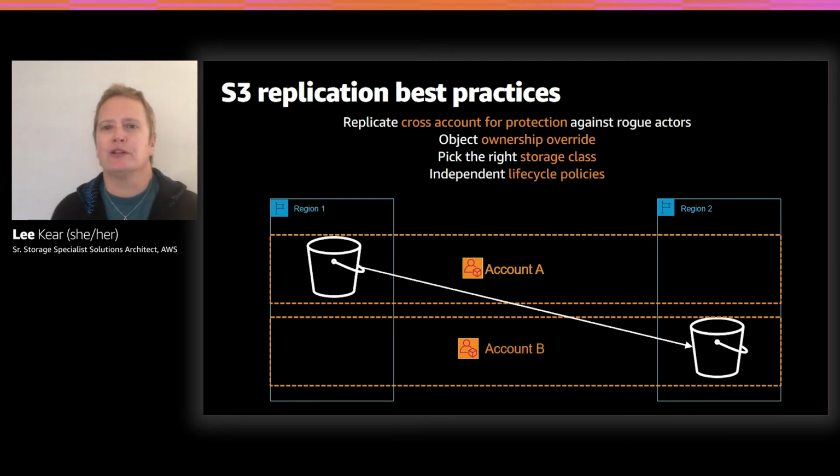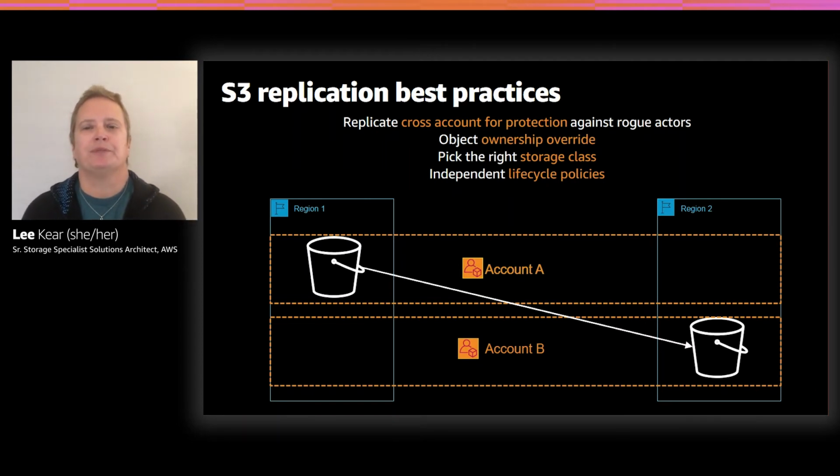You also want to make sure that you use the right storage class. The objects in the account B bucket are likely to be accessed much less frequently. So you might want to look at putting those into S3 Standard-Infrequent Access, Glacier, or Glacier Deep Archive. And since they are being used differently, you want to use a different and independent lifecycle policy.